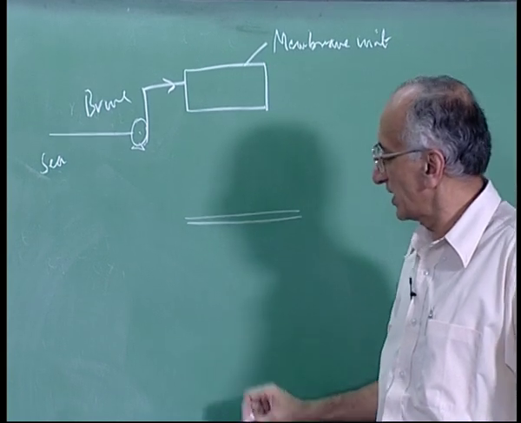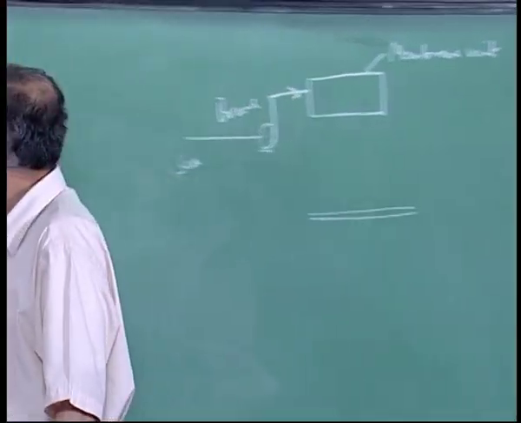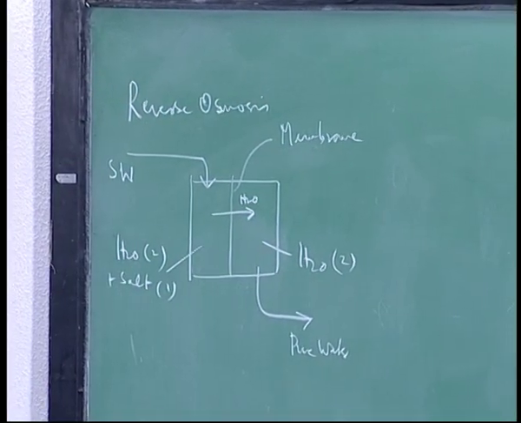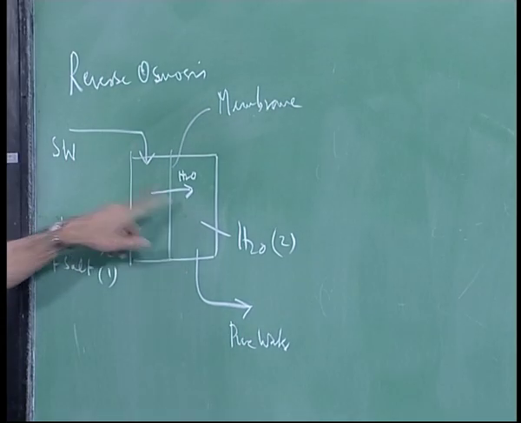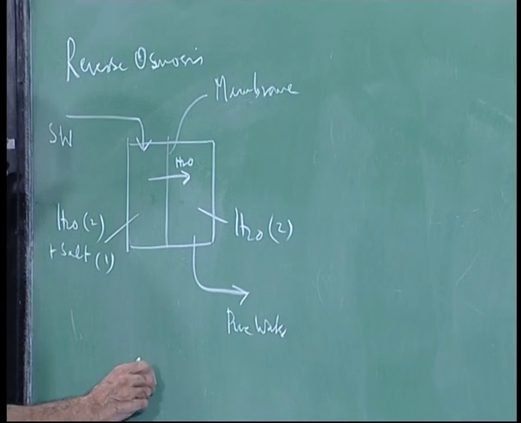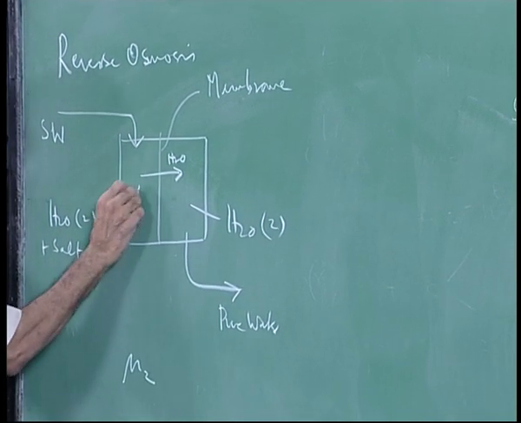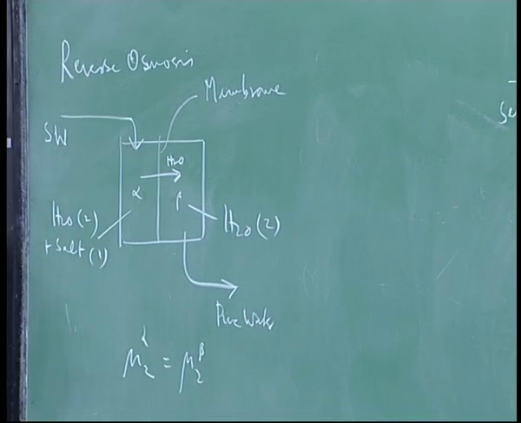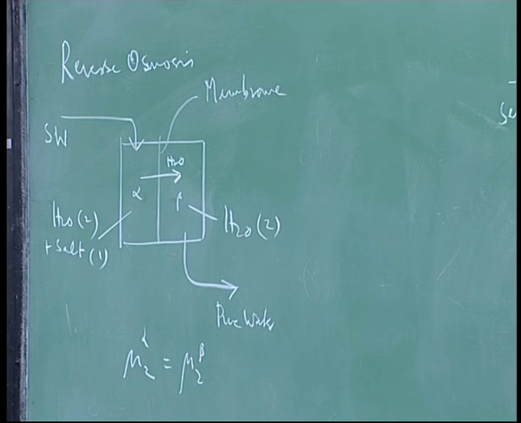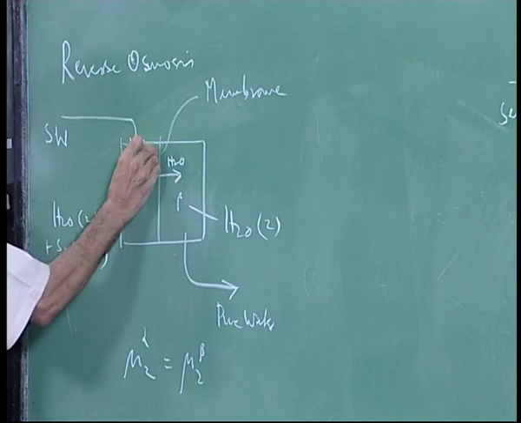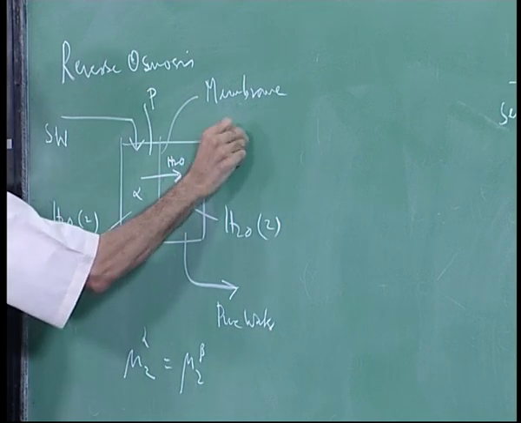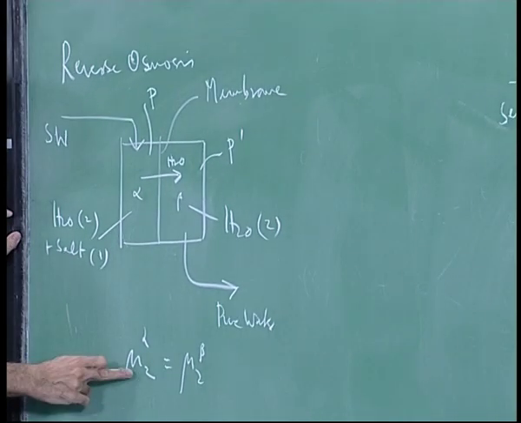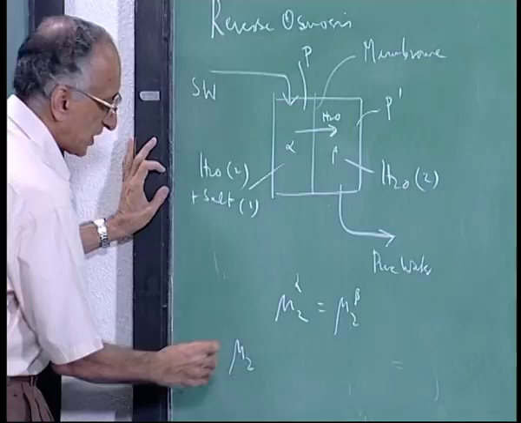The semi-permeable membrane is such that it will let water through and no salt through. So if I am doing an equilibrium between these two phases, at thermodynamic equilibrium you have mu 2 alpha equal to mu 2 beta. For the moment let me assume that, in fact the pressures will be different, let us assume the pressure here is P and the pressure here is P prime, the temperature is T. Mu 2 alpha is the chemical potential of water.